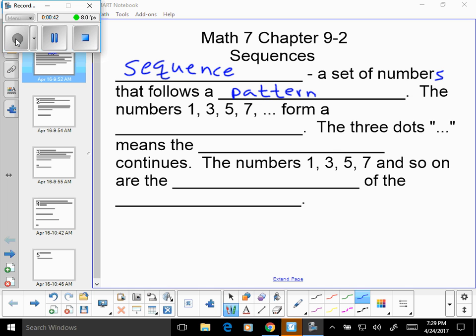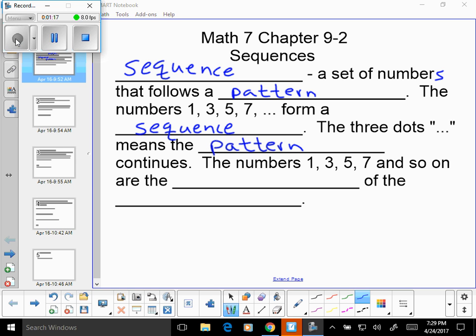The numbers 1, 3, 5, 7, etc. form a sequence. Notice that we use 3 dots. After the 7 there's a comma and then dot dot dot. That means the pattern continues.